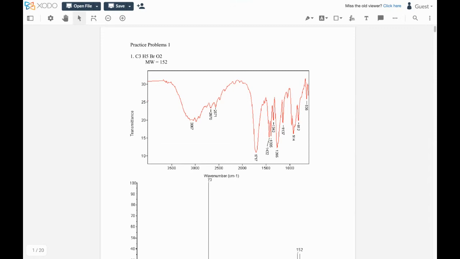So the first thing to note here is the formula, which is C3H5BrO2. And if you have seen my NMR video, you should know that the first thing I always recommend is to find your degrees of unsaturation. So we're going to do that. We have C3H5BrO2, okay?